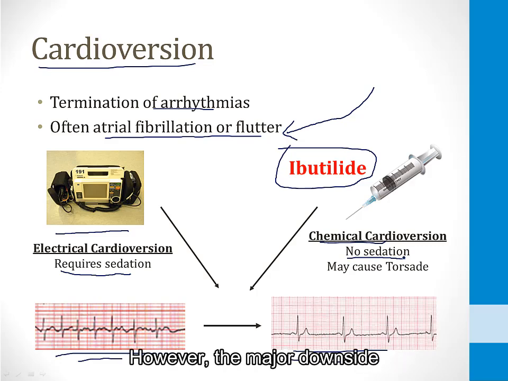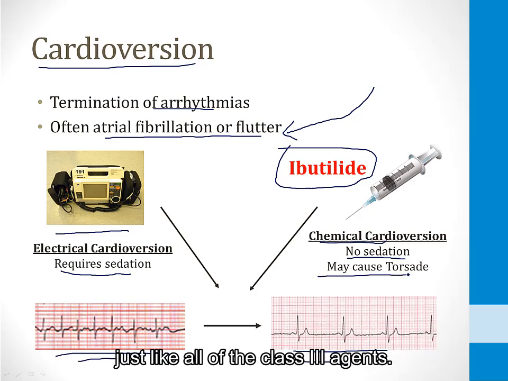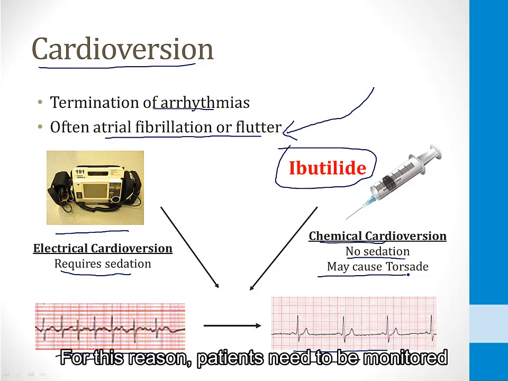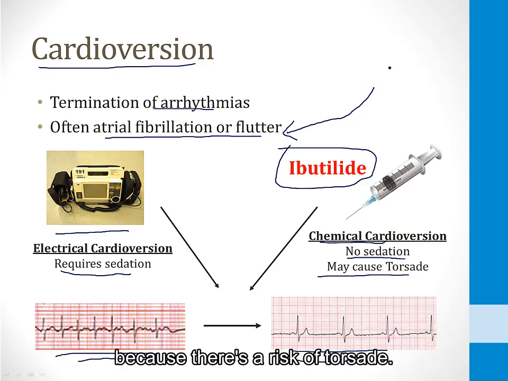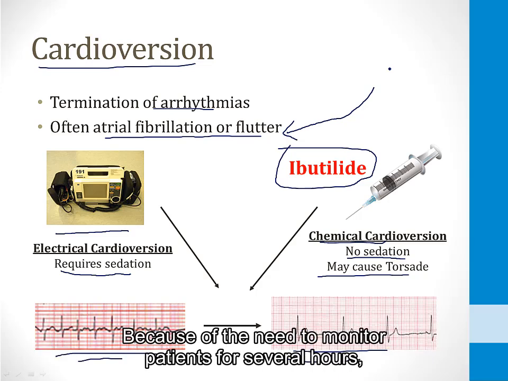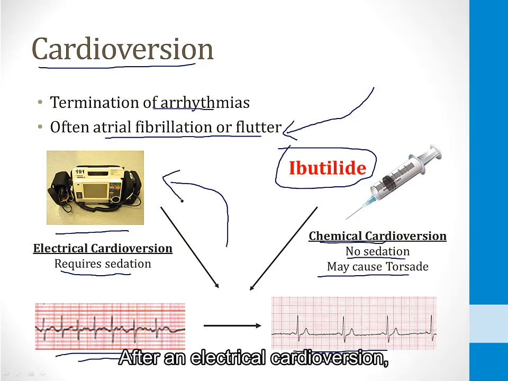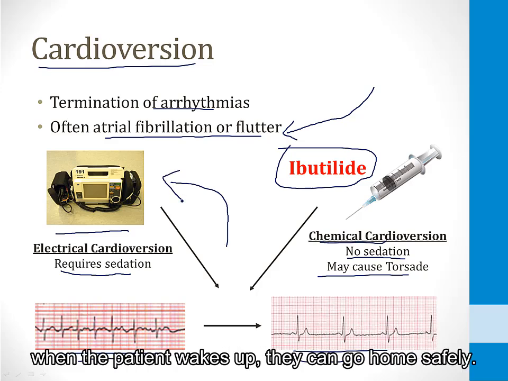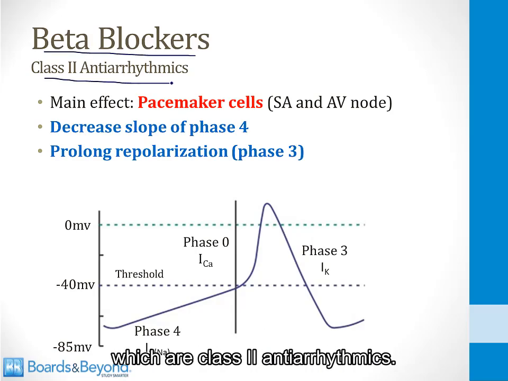However, the major downside is that ibutilide can cause torsade de pointes, just like all of the class 3 agents. For this reason, patients need to be monitored for several hours after the cardioversion with ibutilide because there's a risk of torsade. And because of the need to monitor patients for several hours, chemical cardioversion is done much less commonly than electrical cardioversion. After an electrical cardioversion, when the patient wakes up, they can go home safely. Next, let's talk about beta blockers, which are class 2 antiarrhythmics.